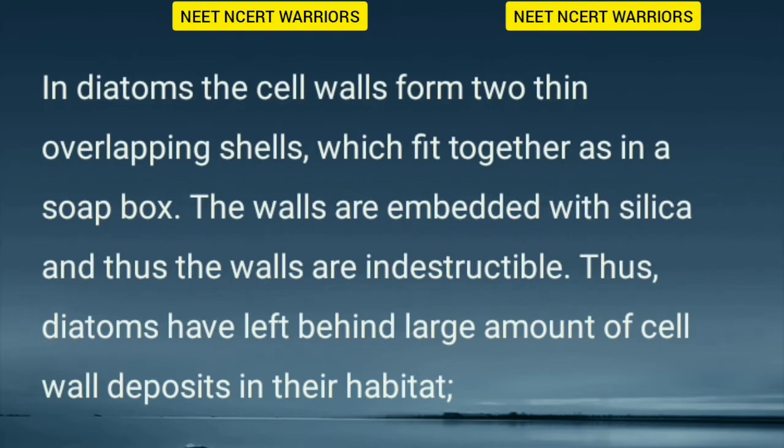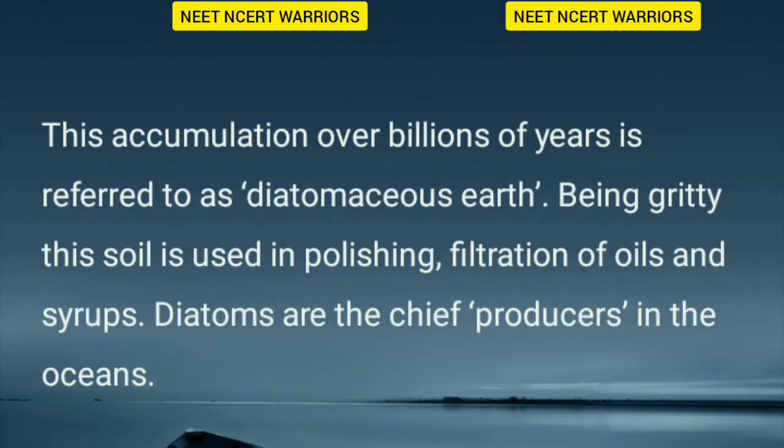In diatoms, the cell walls form two thin overlapping shells which fit together as in a soapbox. The walls are embedded with silica and thus the walls are indestructible. Thus, diatoms have left behind a large amount of cell wall deposits in their habitat. This accumulation over billions of years is referred to as diatomaceous earth. Being gritty, this soil is used in polishing and filtration of oils and syrups. Diatoms are the chief producers in the oceans.